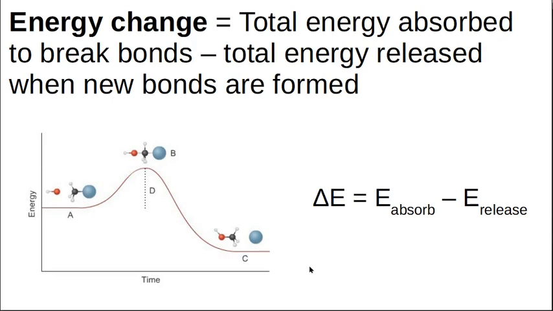So you can work out how much energy has changed in the reaction. You work out how much energy you put in to break the bonds and how much energy you let out when the new bonds are formed. The change in energy, remember delta, the triangle, is change. The change in energy is the energy absorbed to break the bonds, subtracted by the energy that is released when new bonds are formed. So you take in a certain amount of energy and you let out a certain amount of energy. Energy absorbed, energy released.